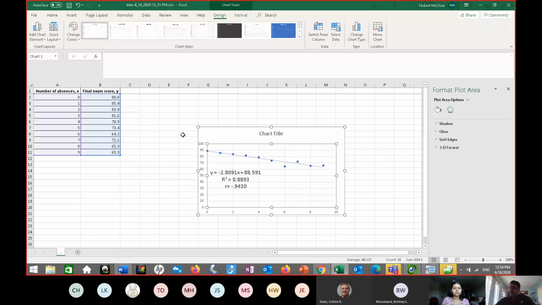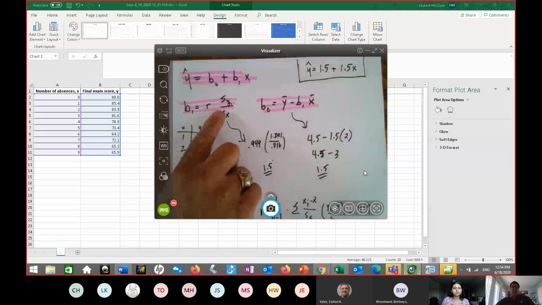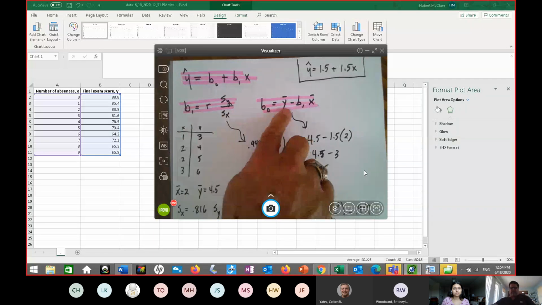That's the standard deviation of y. That's the standard deviation of x. We've got r, haven't we? We've got r. Y bar, that is the average of y, and that is the average of x. And once we calculate B1, we have it.